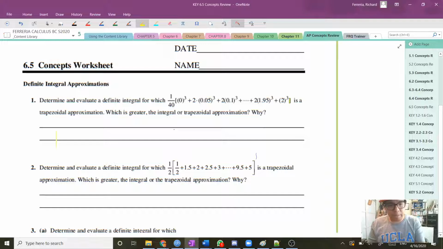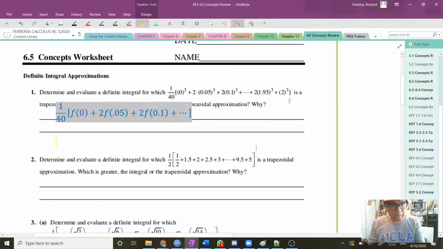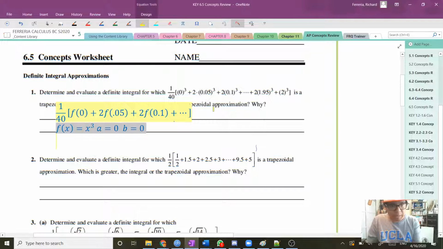So when I put this together, that's kind of what we were talking about. And f of x really does look like it's x cubed, and it looks like a is equal to 0, and b is, I know that says 0, but it should be 2. We'll fix that in a second.